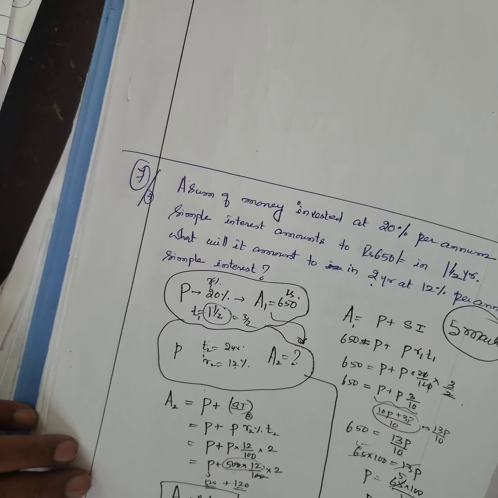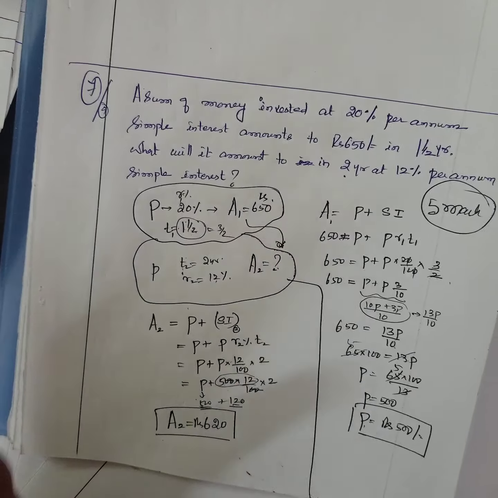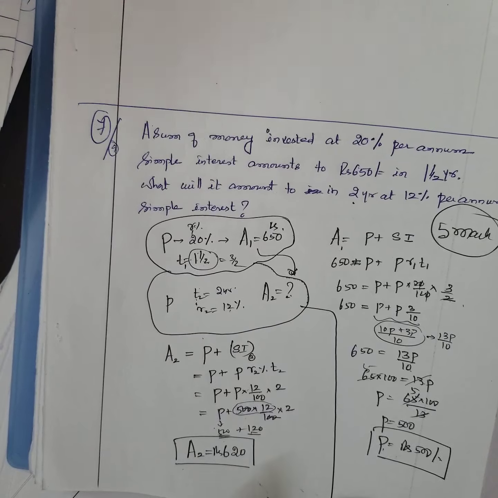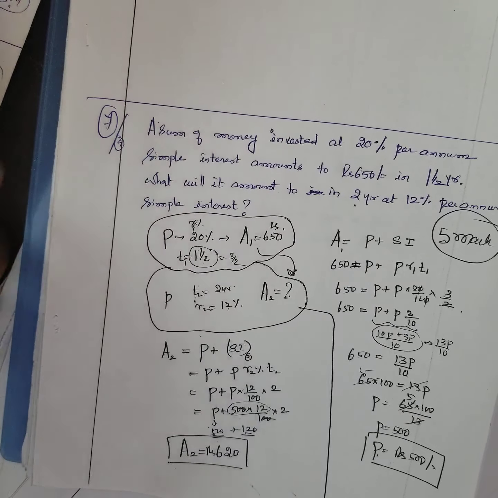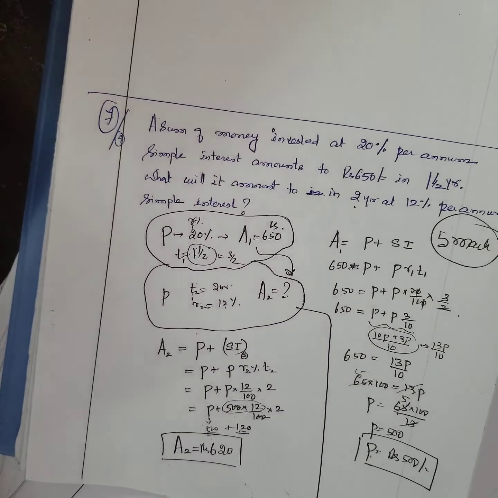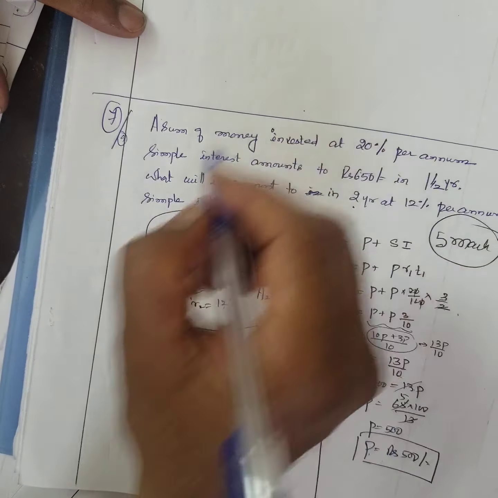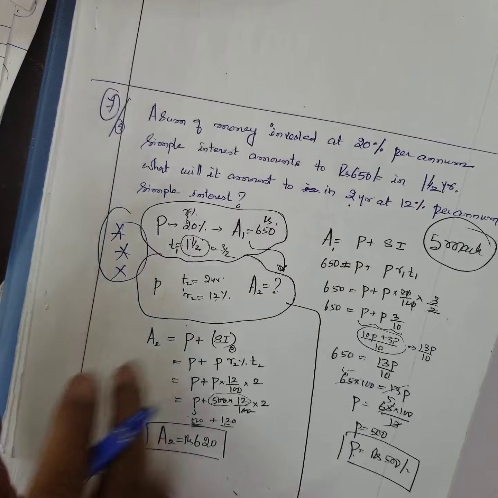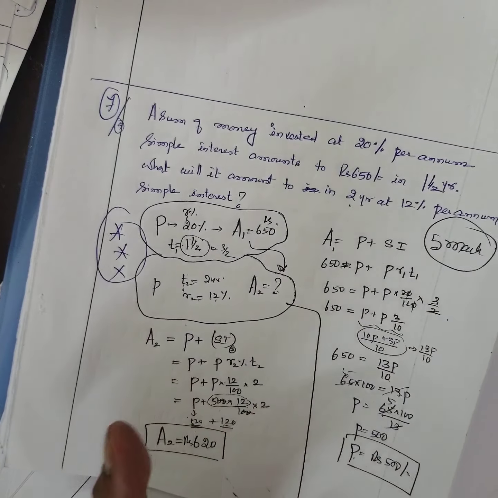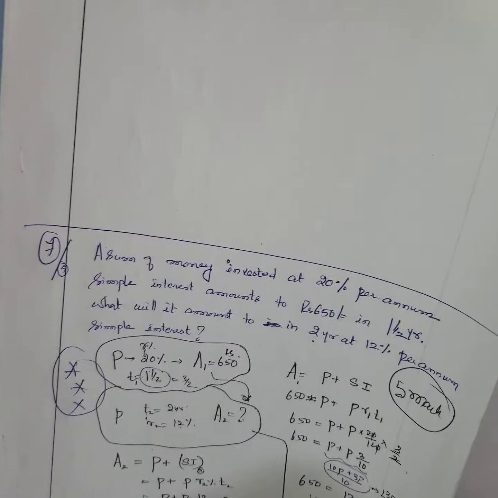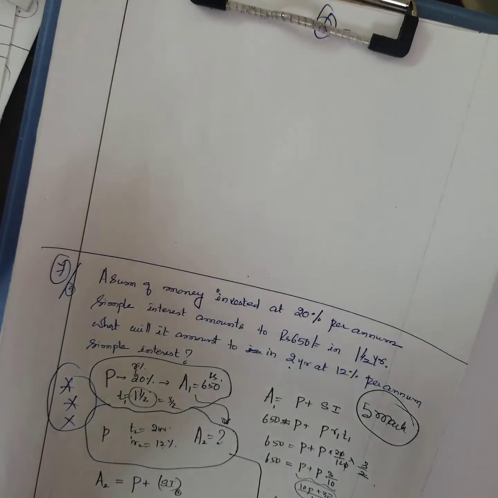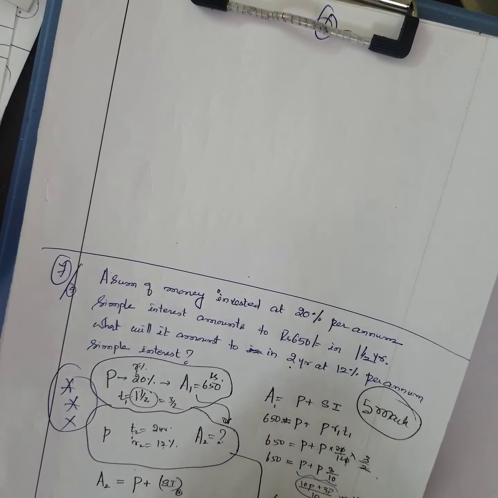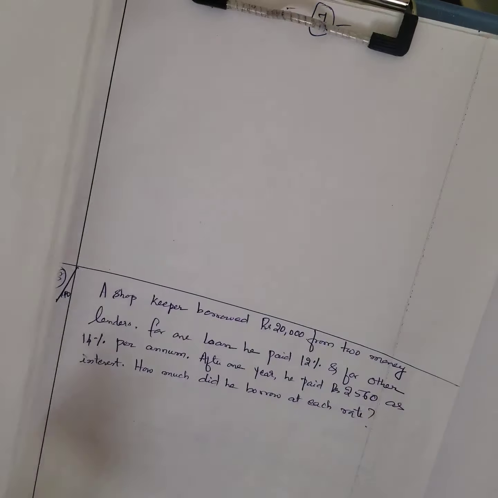Just go through this several times, do this type of sum. It's the most important sum. Very, very important sum. You have to do it 4-5 times. Otherwise, it's very difficult. And another sum.